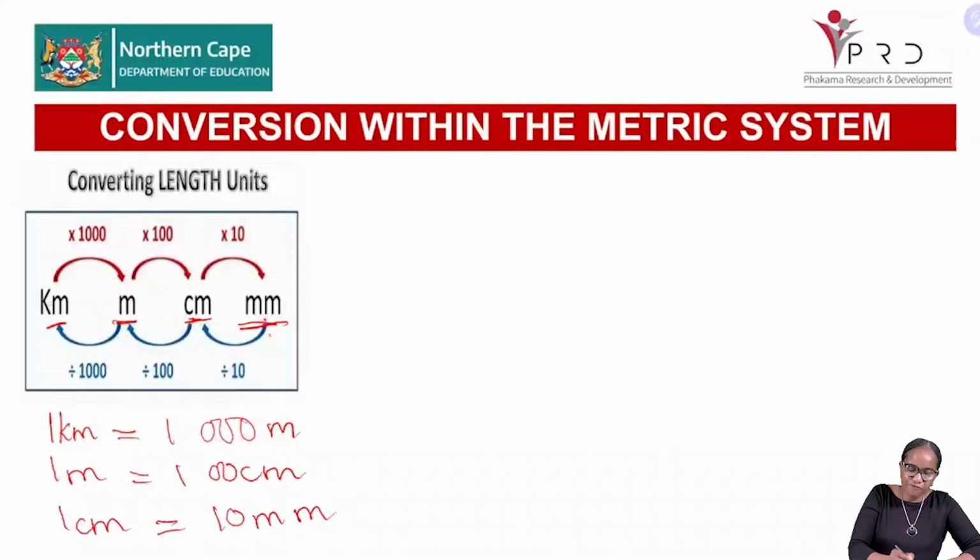Now when we come from kilometers, converting them to meters, we multiply by 1,000. From meters to centimeters, we multiply by 100. From centimeters to millimeters, we multiply by 10.